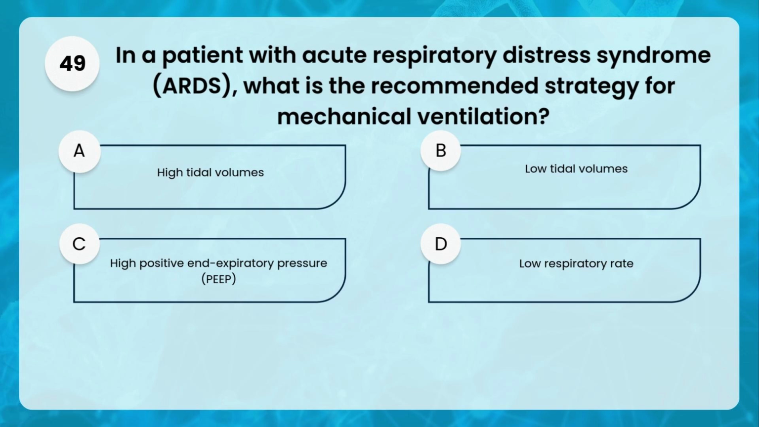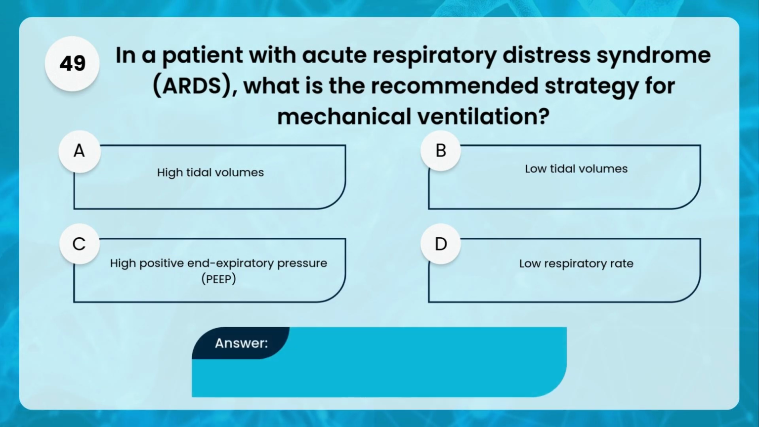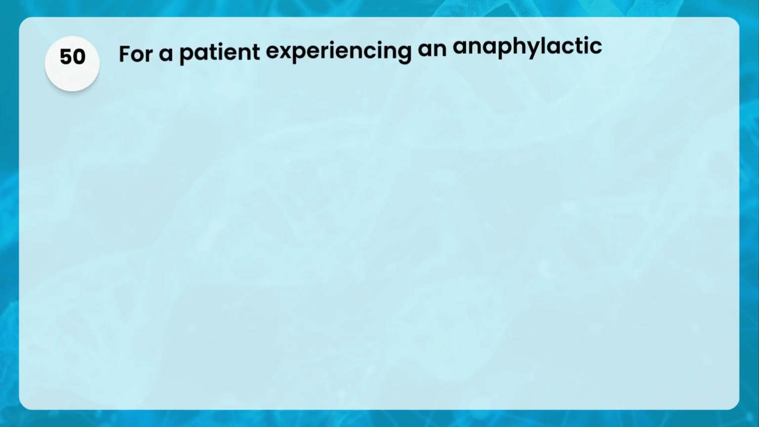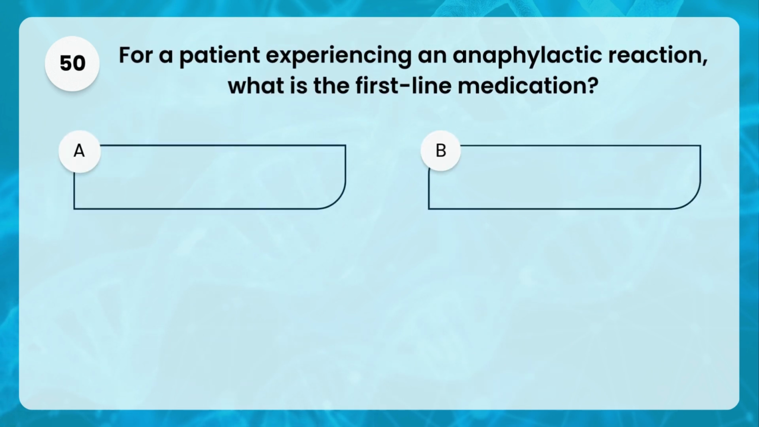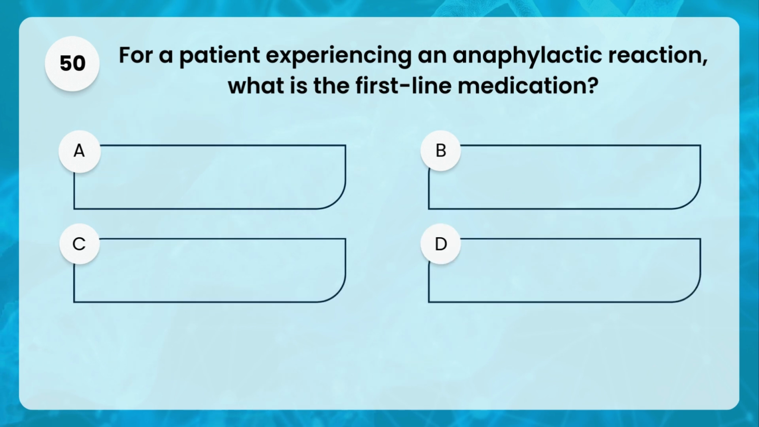A. High tidal volumes. B. Low tidal volumes. C. High positive end expiratory pressure, PEEP. Or D. Low respiratory rate. The answer is B. Low tidal volumes. Number 50. For a patient experiencing an anaphylactic reaction, what is the first-line medication?